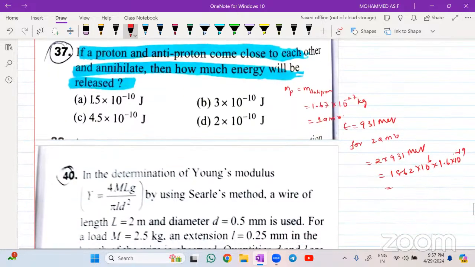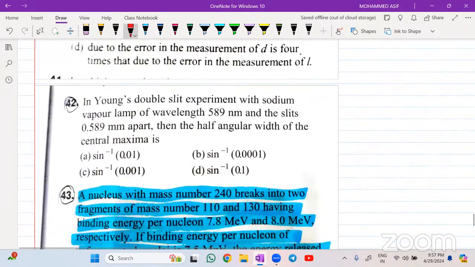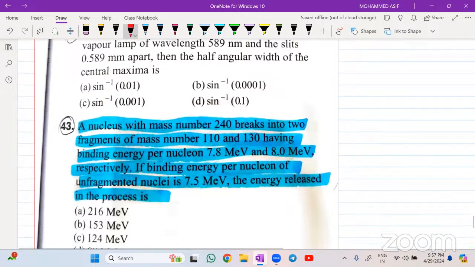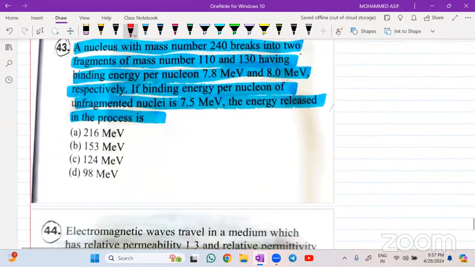ठीक है ना? And question number 40 also I hope you can do. एक बार try कर लीजिए, नहीं हो रहा तो please let me know. Question number 42 is also a direct question. Young's double slit experiment का फॉर्मूला याद है? In the Young's double slit experiment with a sodium vapor lamp of wavelength 589 nanometer, slit width is 0.89 mm. Then the half angular width of the central maxima will be equal to how much? Sin theta is equal to lambda divided by d. And theta value will be equal to sin inverse of lambda divided by d. The values also simplify करके we'll get the answer for this. ठीक है ना?